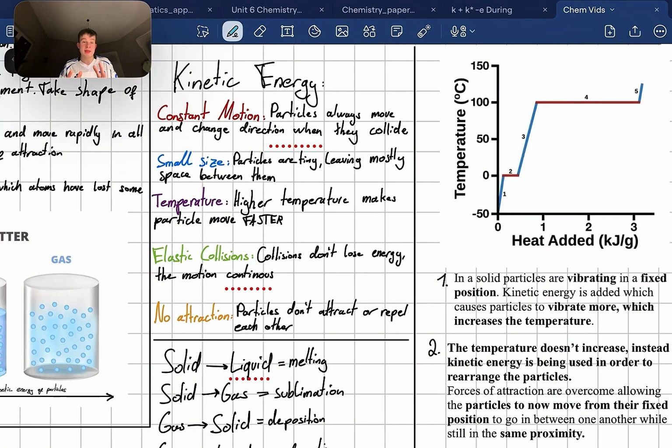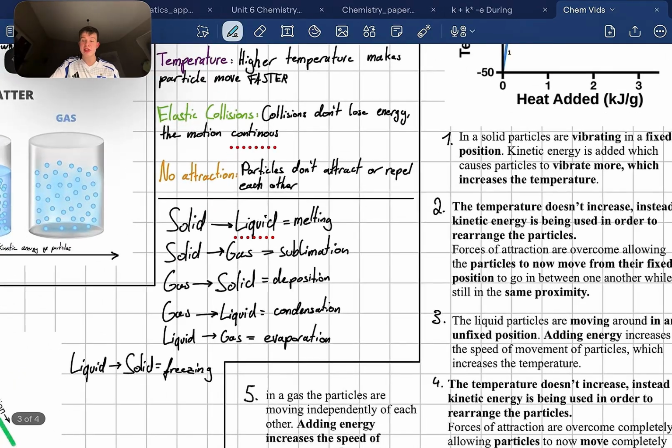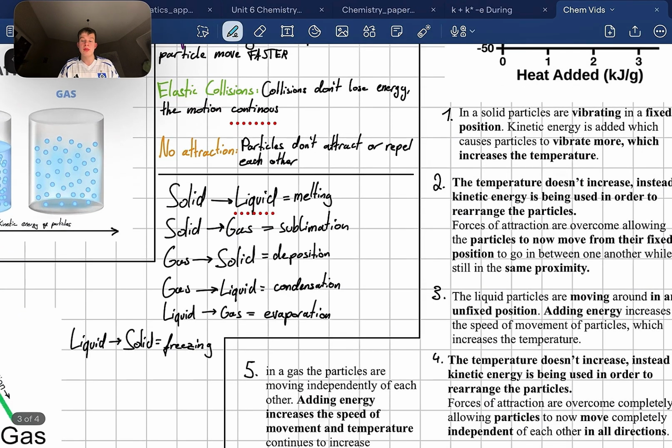And as we can see, we're still at 0 right now, but we're going to increase from 0 to 100 as the liquid particles are still moving around in an unfixed position. As we add energy, it increases the speed of movement of the particles, which also increases the temperature, where we can clearly see the rapid increase from 0 to 100. Then the temperature doesn't increase, and instead kinetic energy is being used to rearrange the particles. Forces of attraction are overcome completely, allowing particles to move completely independently of each other in all directions.